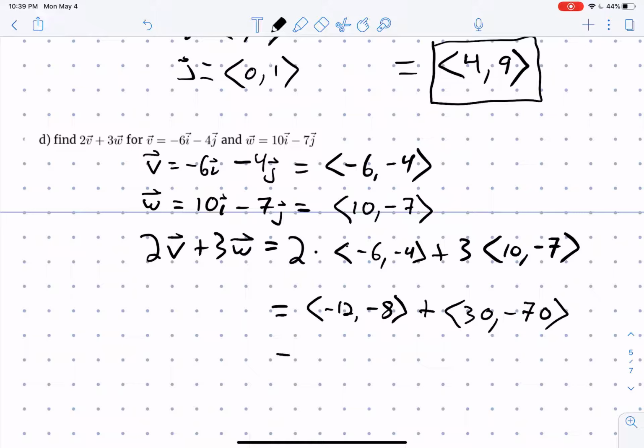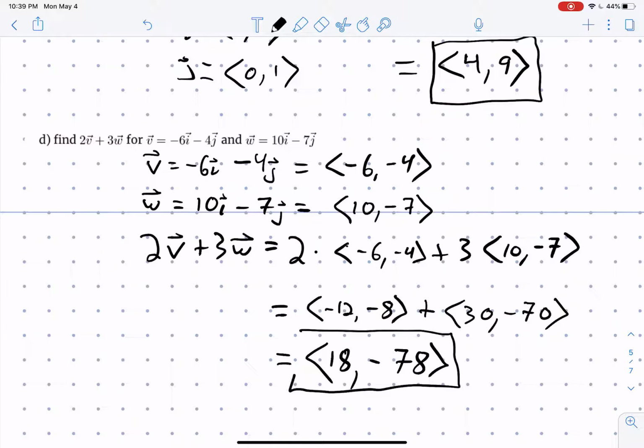Now, final step, adding these two vectors together. First we add the x components, minus 12 and 30 is 18. And minus 8 minus 21 is minus 29. And that is our final answer for part D. This is the vector 2v plus 3w, where v is the vector minus 6i plus minus 4j, and w is the vector 10i minus 7j.